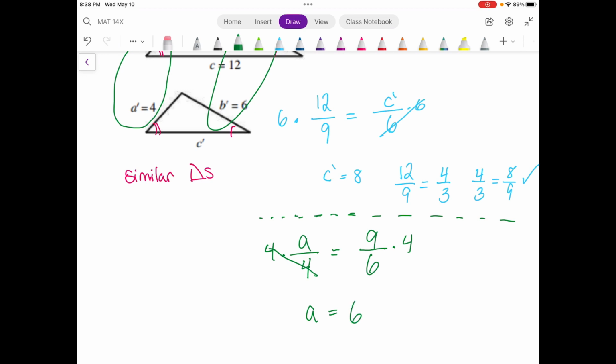And I can double check my answer. 6 over 4 comes out to 3/2, and 9 over 6 comes out to 3/2. So check, my answer works. They're proportional. We have maintained our equivalence.